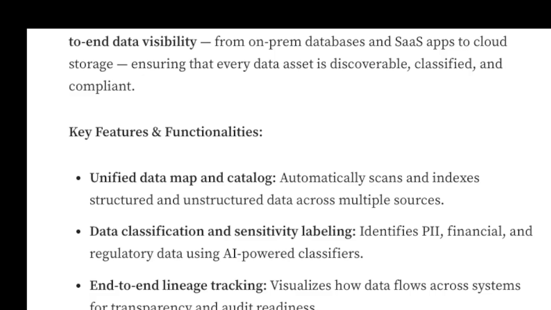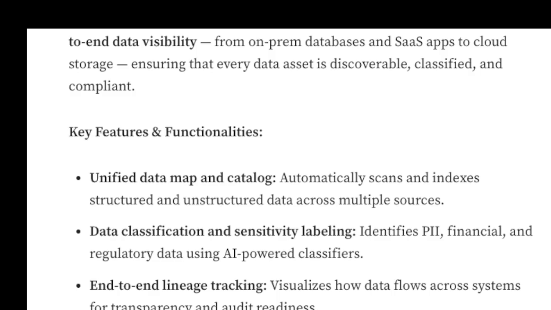They have used AI-powered classifiers. For a very beginner, we can say an AI classifier is nothing but something that classifies data into two categories using a pre-trained set of data. For example, there is an email or phone. This is something a model already understands beforehand and can classify as PI data.